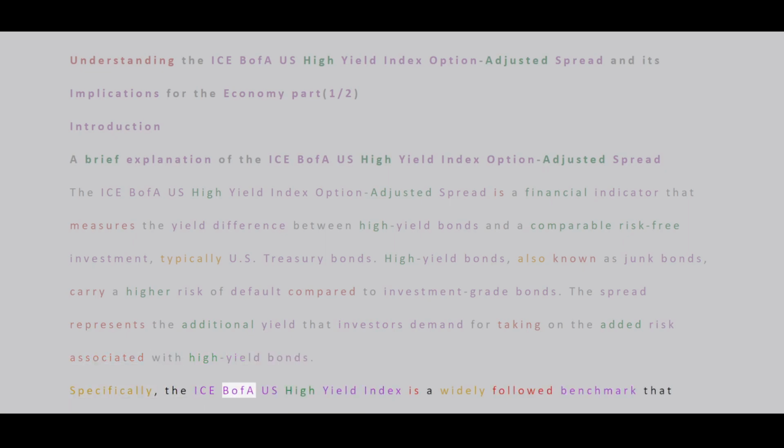Specifically, the BofA US High Yield Index is a widely followed benchmark that tracks the performance of US dollar-denominated high-yield corporate bonds. The option-adjusted spread takes into account the potential changes in cash flows due to embedded options in the bond contracts, providing a more accurate measure of the risk premium demanded by investors.